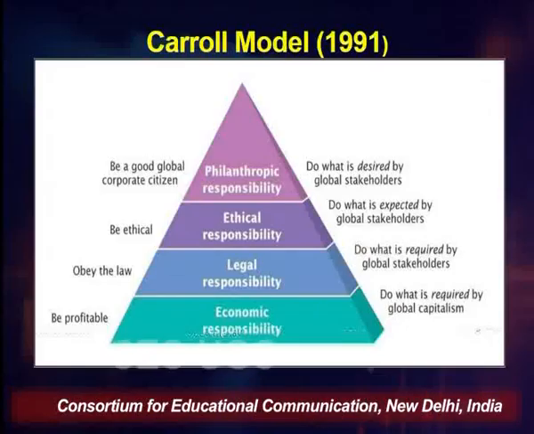Then came the Carroll model. In 1991 this model came, and this model is well defined by this triangle, where the first responsibility, indicated at the bottom, is economic responsibility, then comes legal responsibility, and afterwards ethical responsibility, and lastly philanthropic responsibility. On the left side, if you look, I have tried to mention what was there in the Carroll model. Economic responsibility was being profitable, and for that what is to be done? Do what is required by global capitalism.